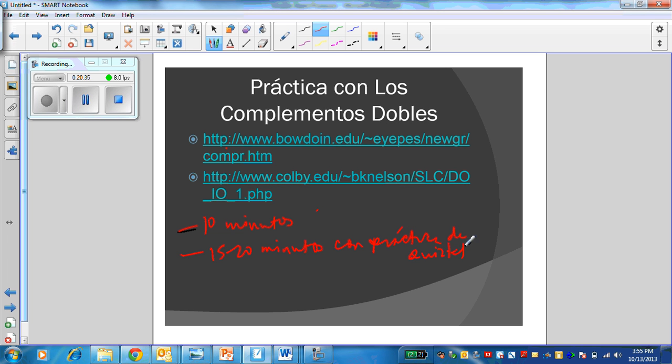Con el vocabulario de 1.2. Okay. Si tienen preguntas, por favor, pueden hacérmelas, por favor. Pero practiquen, por favor, continuar practicando con "se lo".